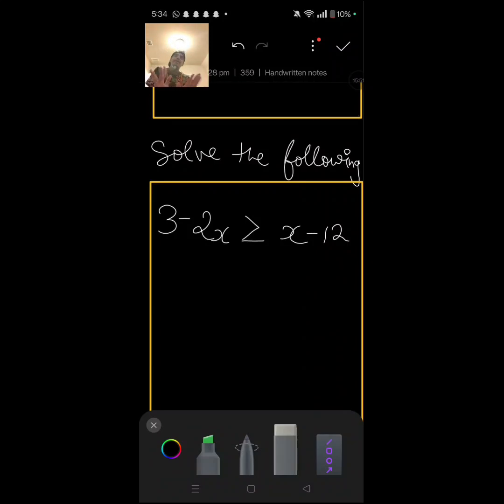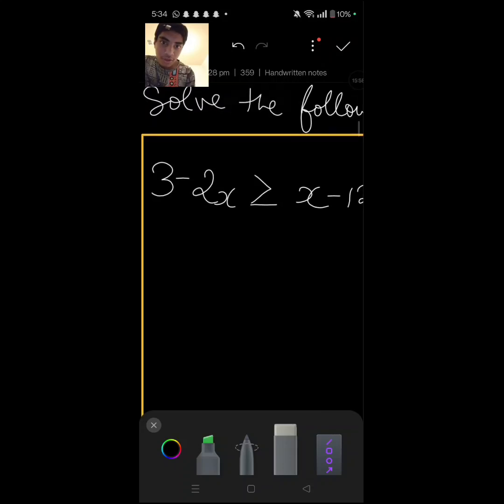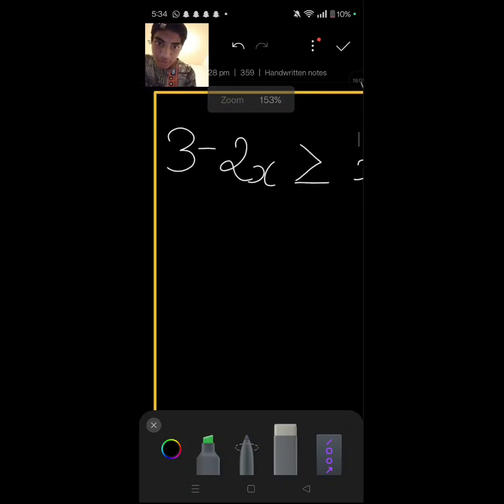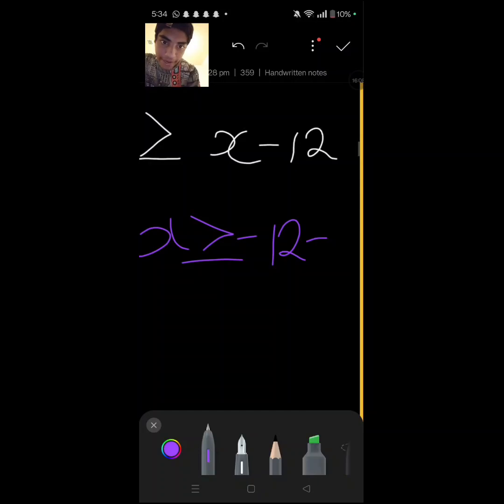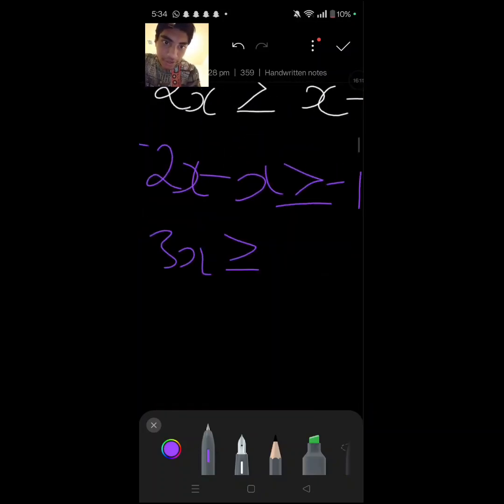To solve the following, see, ultimately when you solve any linear equation, what do you do? Take all the x's to one side, take all the constants to the other side. That's exactly what we're going to do over here. So we're going to take the x over here, make this negative x. So -2x minus x is greater than or equal to -12 minus 3. So this becomes -3x is greater than or equal to -15.